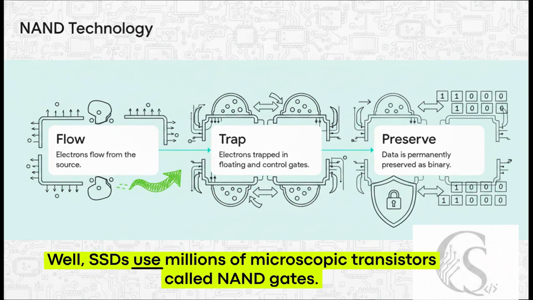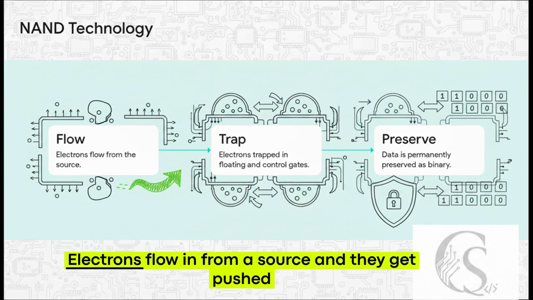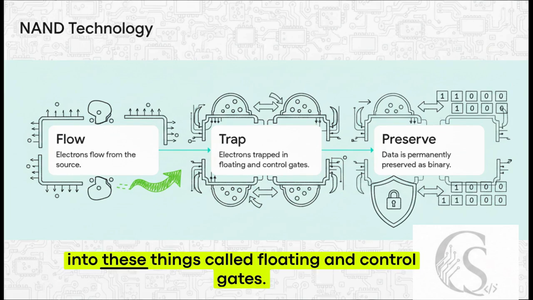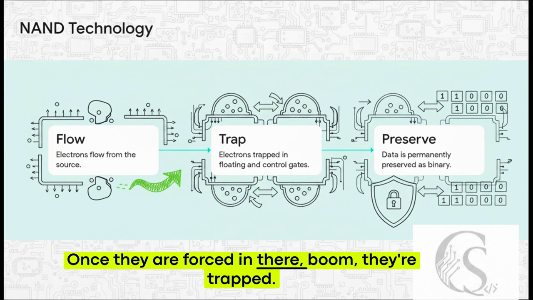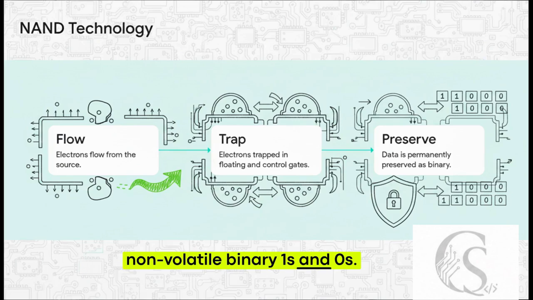Well, SSDs use millions of microscopic transistors called NAND gates. Think of it kind of like a microscopic maze. Electrons flow in from a source and they get pushed into these things called floating and control gates. Once they are forced in there, boom, they're trapped. And by trapping those electrons, the drive creates permanent, non-volatile binary ones and zeros.